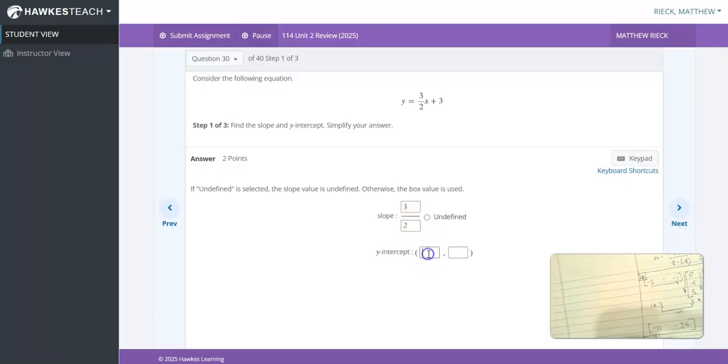And then your y-intercept, so again, the x-coordinate of your y-intercept is going to be 0. And then whatever you're adding or subtracting here, that's going to be the y-coordinate of your y-intercept. So my y-intercept in this case is going to be 0, 3.